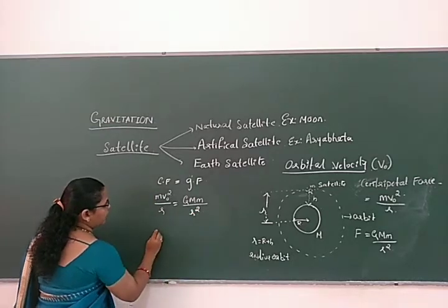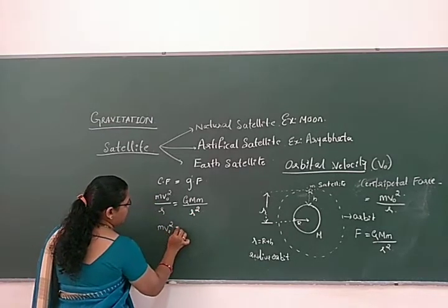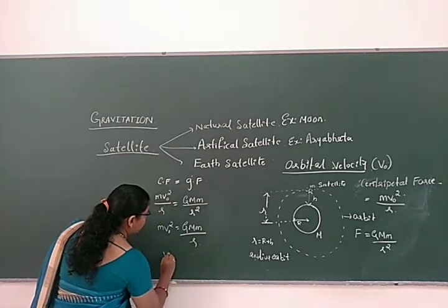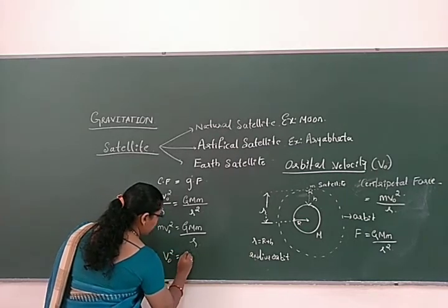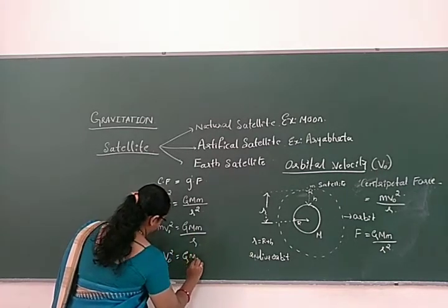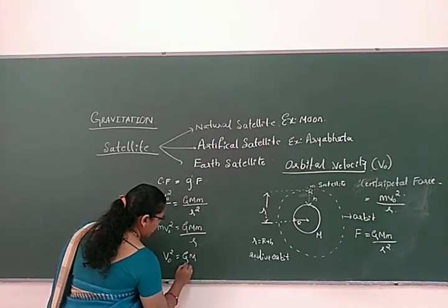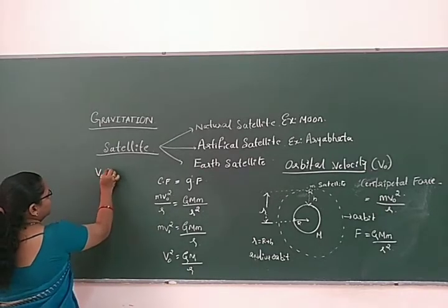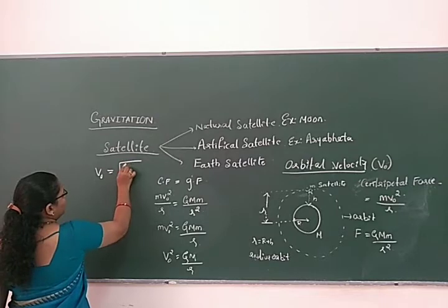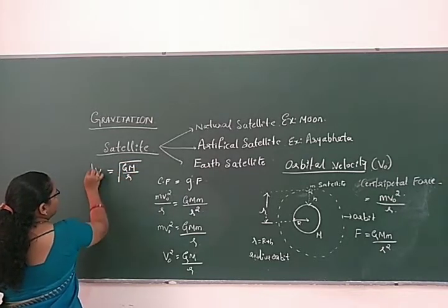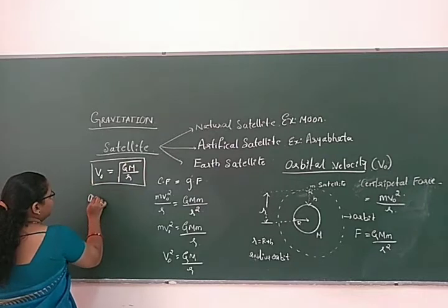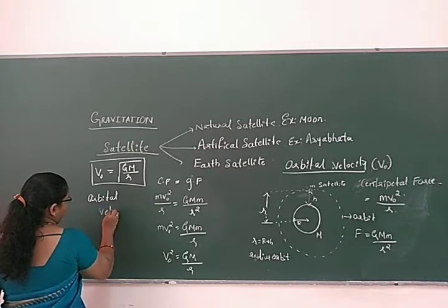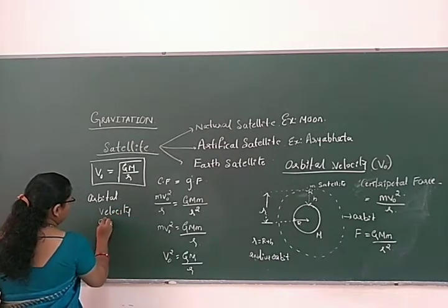Now look here. One r will get cancelled. m v naught square is equal to G M m by r. So v naught square is equal to G M by r, since m also gets cancelled. So v naught is equal to the root of G M by r. This expression gives the orbital velocity of the satellite.